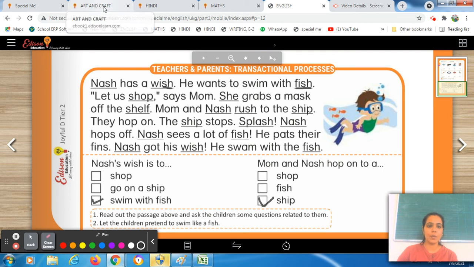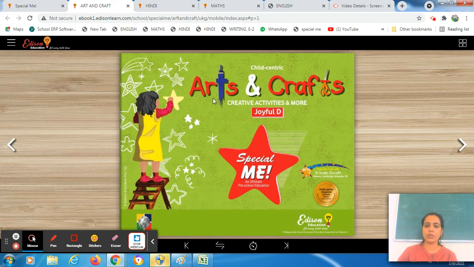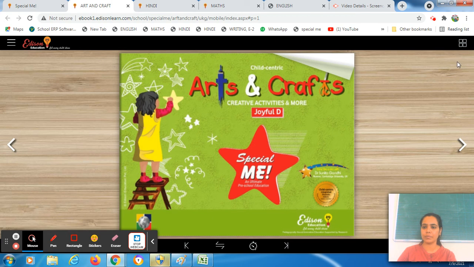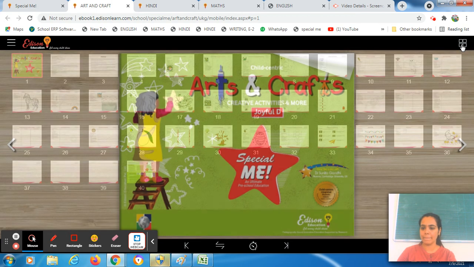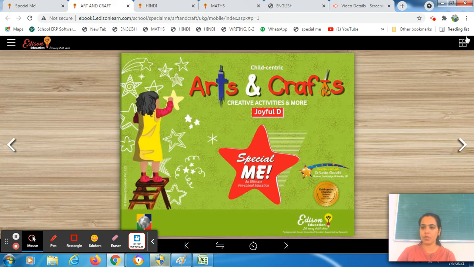Okay, students, let's open your art and craft book. So as you see on screen, this is your art and craft, creative activities and more joyful deed book. You all have to bring out your art and craft book. Along with it, you all have to carry crayons with you. So let's open this book. Come on page number 36 from your book. Yes, you all have to open page number 36 from your book.